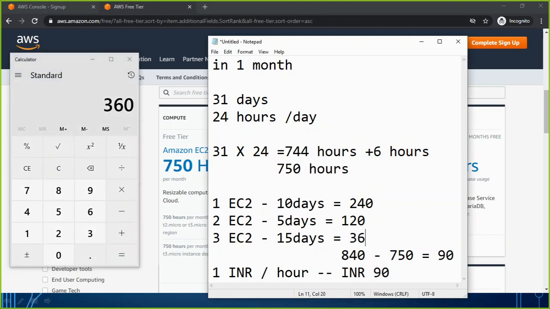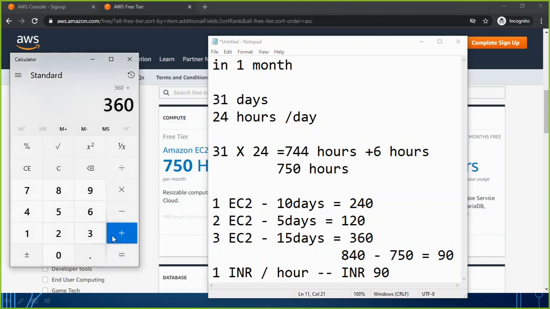So if I talk about the total hours, even if you have run 3 instances, what is the total hours you have run there? 360 plus 240 plus 120. So how much is the total value? You see, 720 hours.